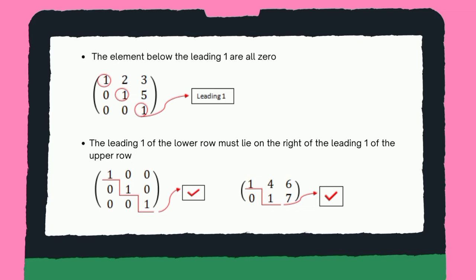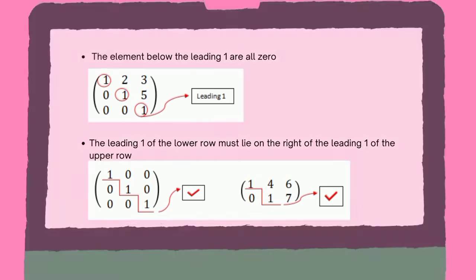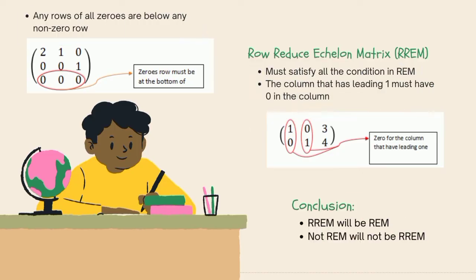In the simplest way, it shows the staircase pattern as in the example. Fifth property is, if there is any row of all zeros, then it is placed at the bottom of the matrix, as shown in the example. Lastly, this one is to determine whether the matrix is RREM. The matrix must satisfy all the conditions in REM that I told you just now, and the column that has a leading one must have 0 everywhere else in the column to be considered as RREM.